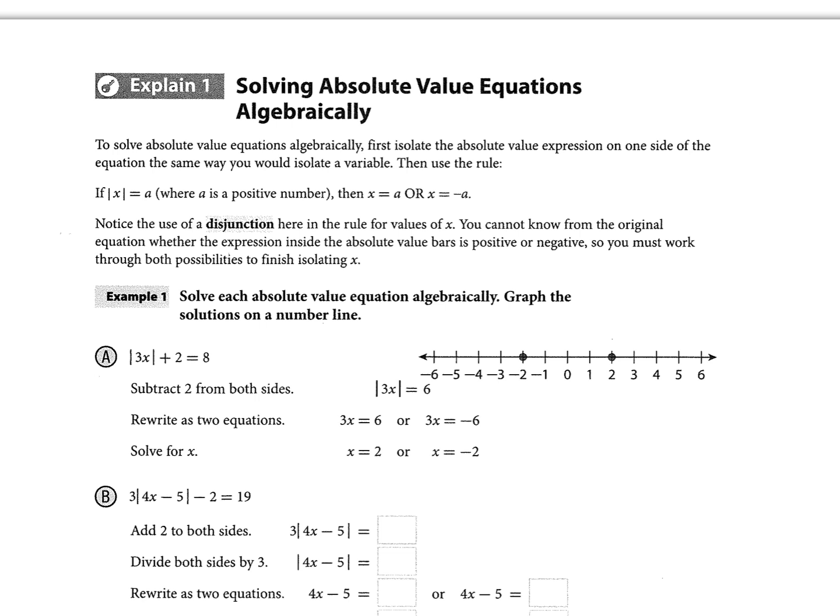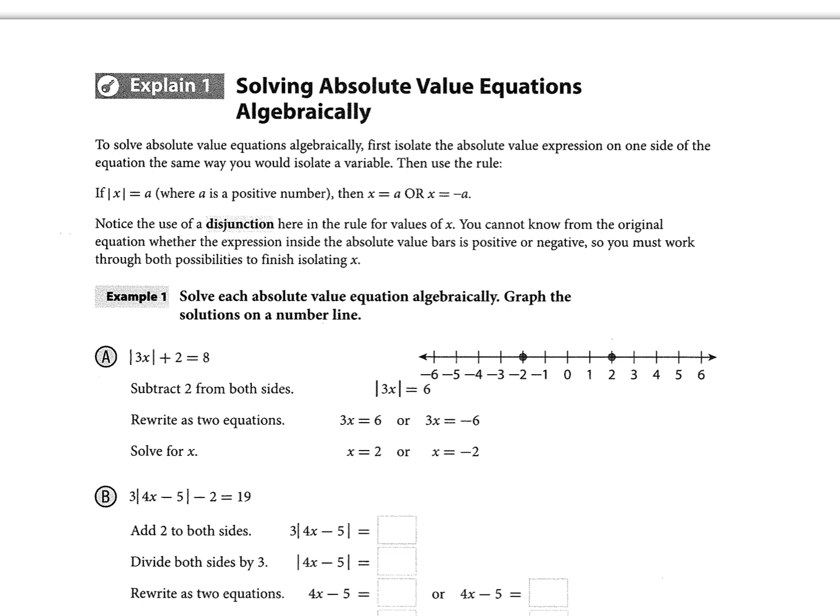To solve absolute value equations algebraically, first isolate the absolute value expression on one side of the equation the same way you would isolate a variable. Then use the rule. It says if the absolute value of x equals a, where a is a positive number, then x equals a or x equals negative a, because when we put a negative value into absolute value, it gives us a positive value. So we have to look at both options, the negative and the positive version.